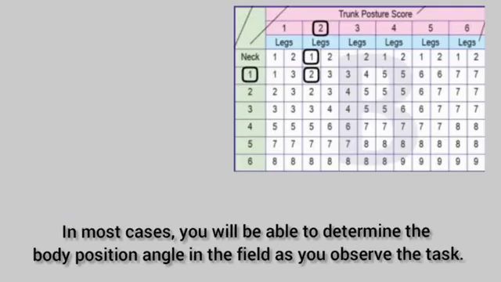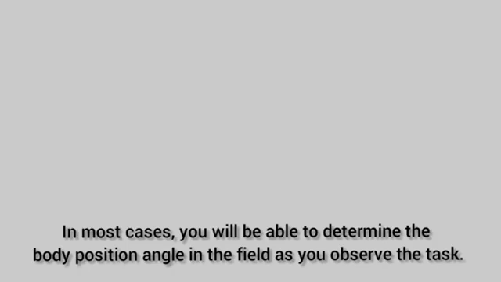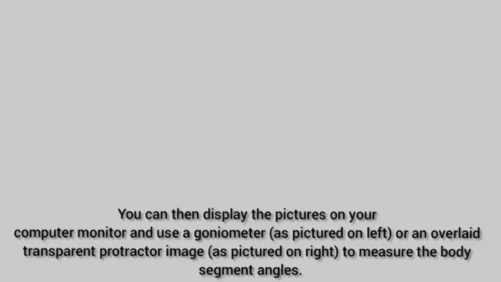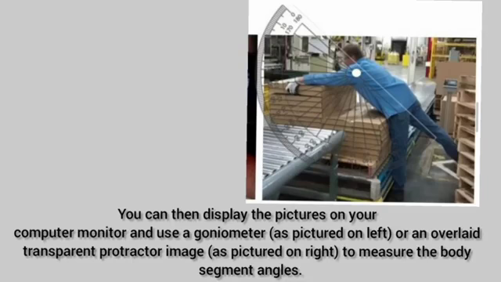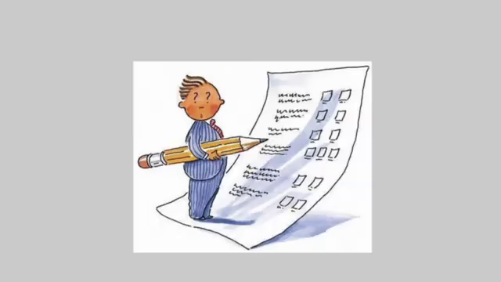In most cases, you will be able to determine the body position angle in the field as you observe the task. However, we find that it's very helpful to take pictures or video of the task being performed from several angles if possible. You can then display the pictures on your computer monitor and use a goniometer or an overlaid transparent protractor image to measure the body segment angles. These methods are both very quick and easy and will give you the assurance that you've obtained the correct body position angles for the assessment.